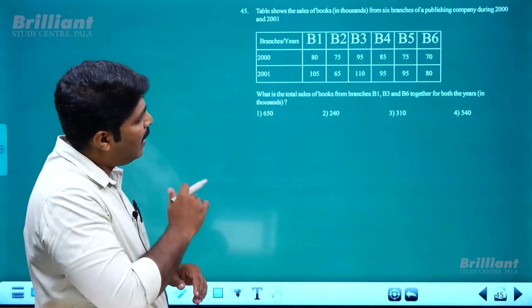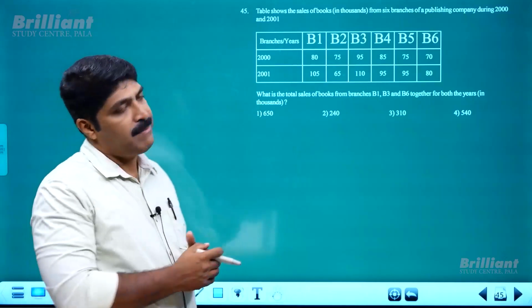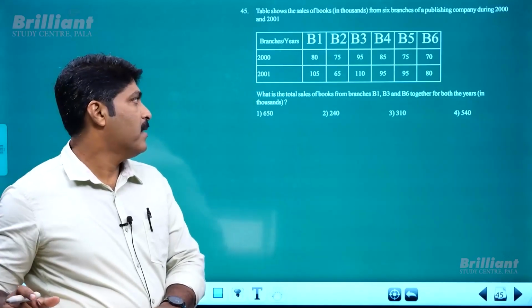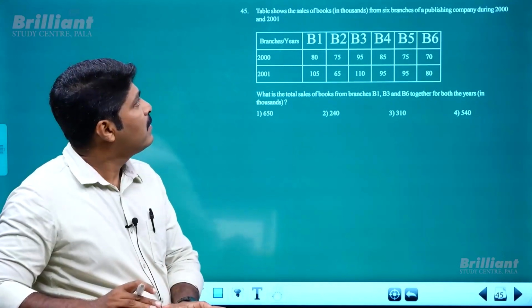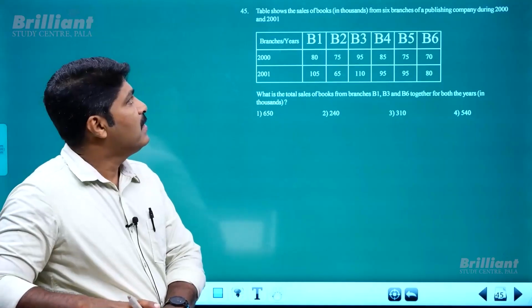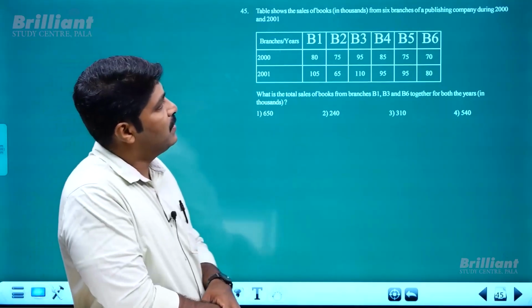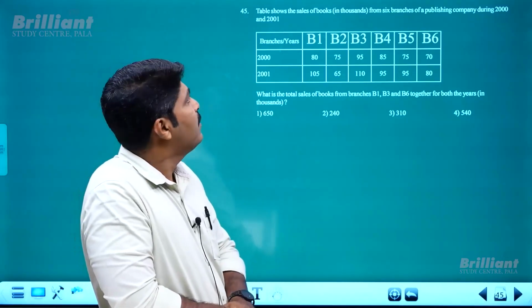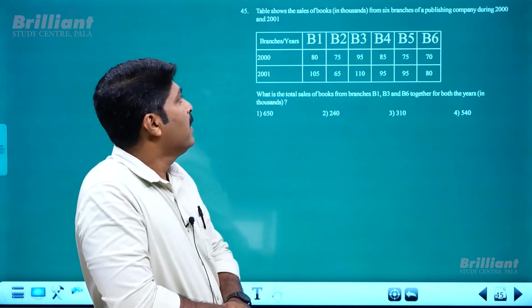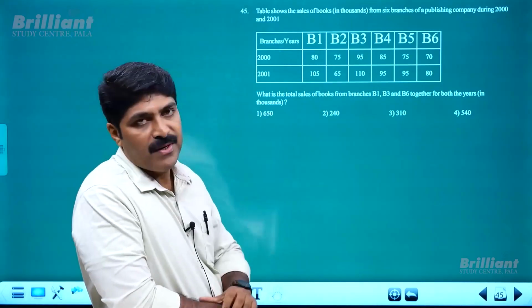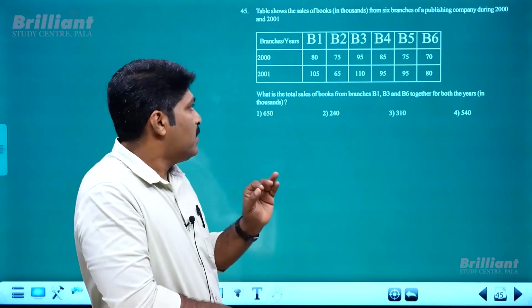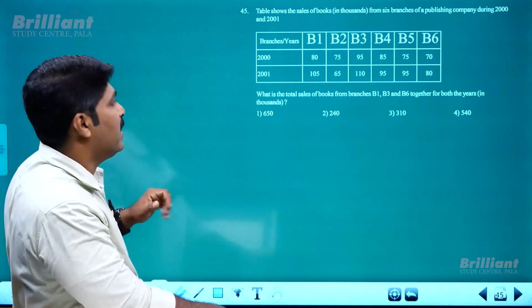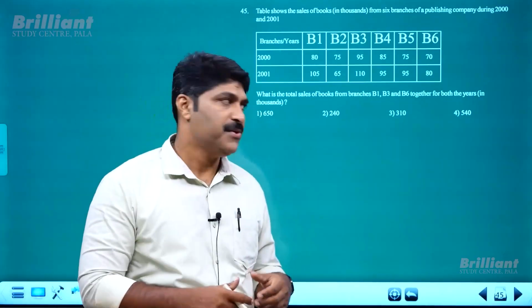So next is another data interpretation type question. It's a table-based approach, so not a very complicated one. We have to find out: the table shows the sales of books in thousands from 6 branches of a publishing company during 2000 and 2001. Here the branches are B1, B2, B3, B4, B5, B6. What is the total sales of books from branches B1, B3 and B6 together for both the years? So it's a simple addition type of question.